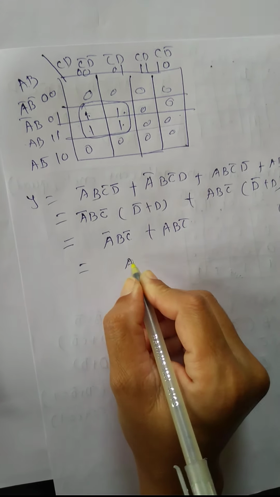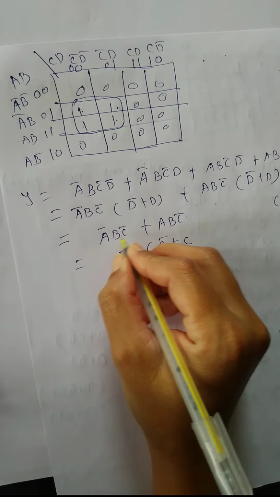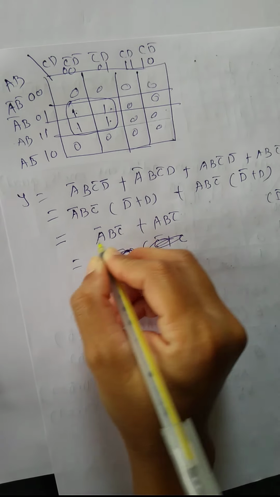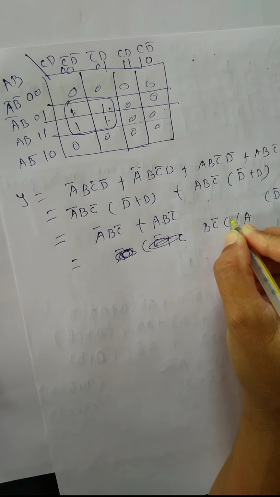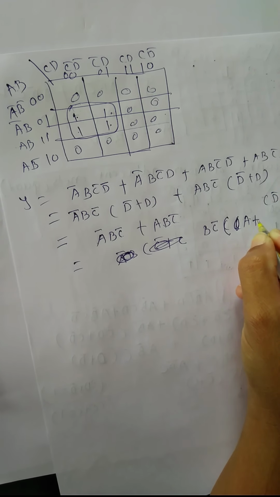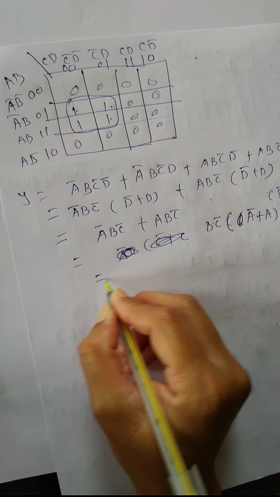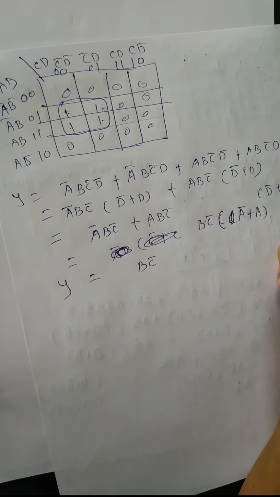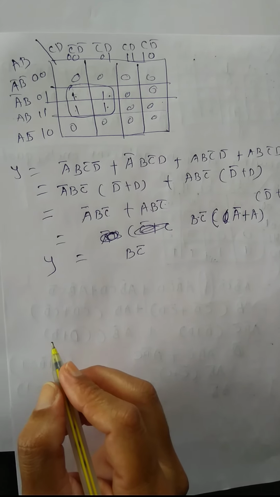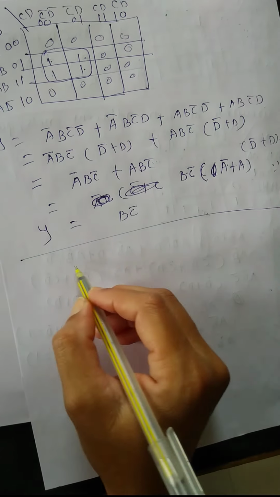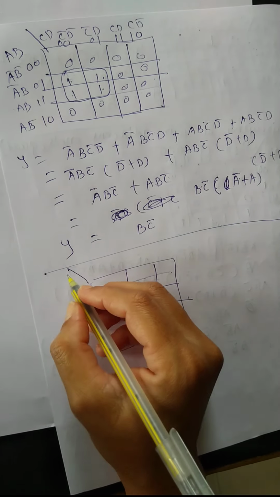So the answer is: in this also C bar is common, A bar B C bar plus A B C bar. So the answer is B C bar, by the law A bar plus A is equal to 1. Take another example. How do we group the number of ones?